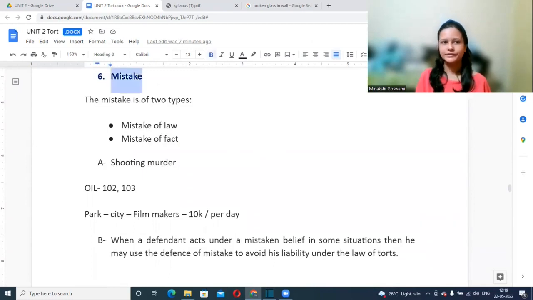Then another defense which we have is mistake. Like we say, right? By mistake I called you, by mistake I sent this message, by mistake it happened. Now, when we talk about mistake, there are two types of mistakes. One is mistake of law, another one is mistake of fact. When we talk about mistake of law, that means ignorance of the law.